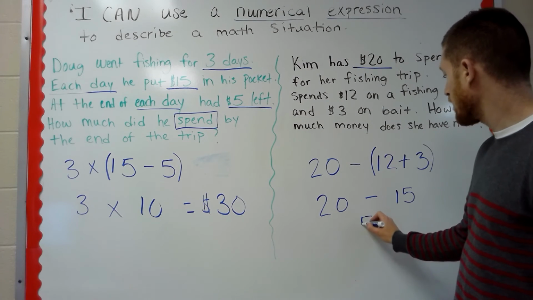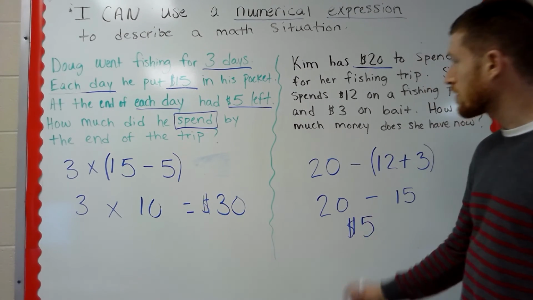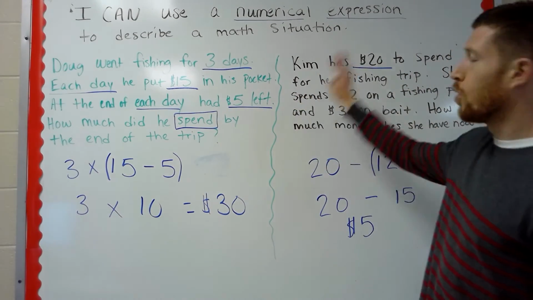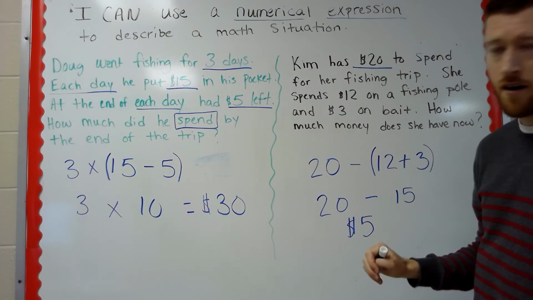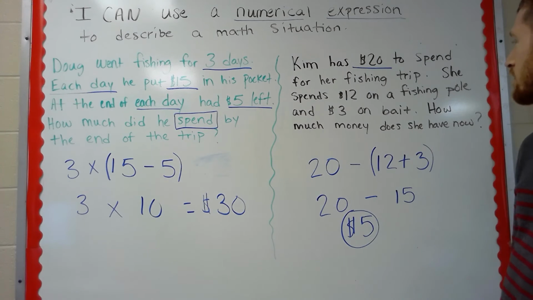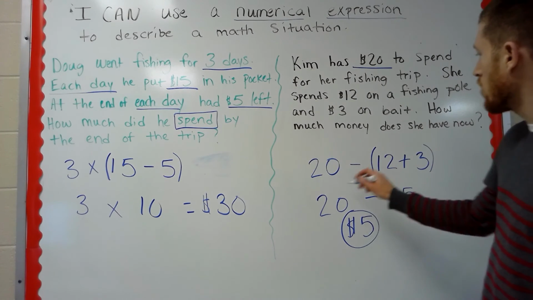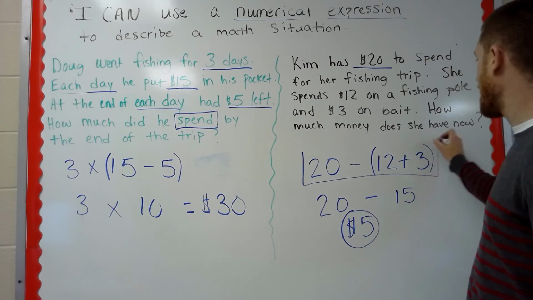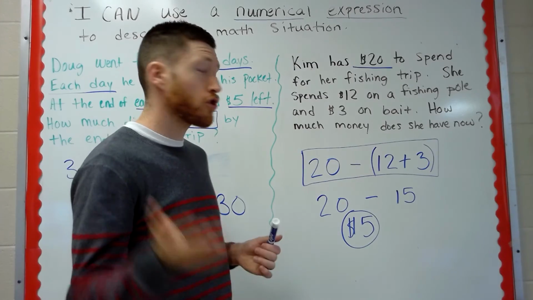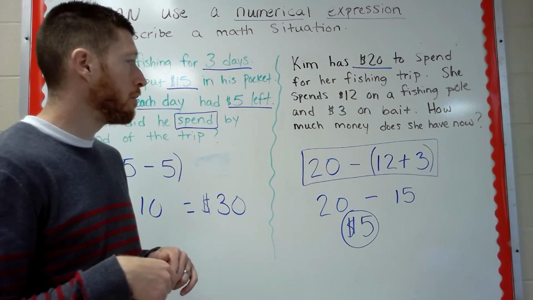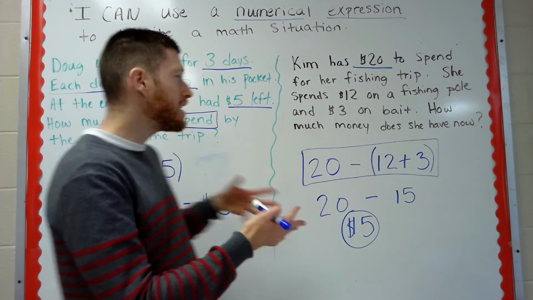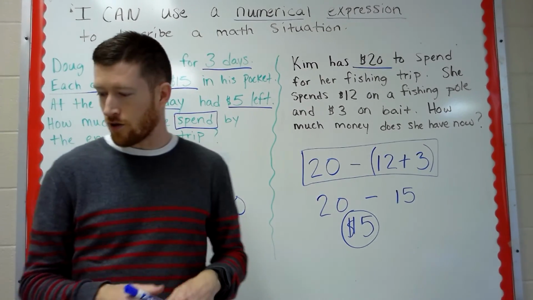So she actually ends up with the same amount each day that Doug was ending up with, but this is her whole trip. It doesn't really say anything about each day here. So she ends up with $5 at the end of her trip. Our numerical expression that we wrote for this one is 20 minus the quantity 12 plus 3. And on your assignment, it might just have you write a numerical expression or pick the numerical expression that matches the problem, and this will be all you'll need to do. It may not have you fully solve the problem, but we did in both these situations because we wanted to know the answer.